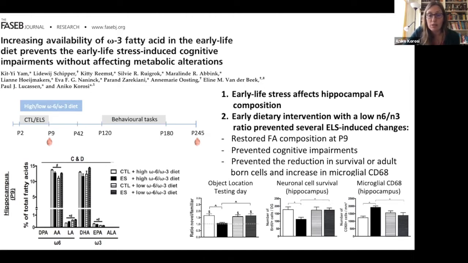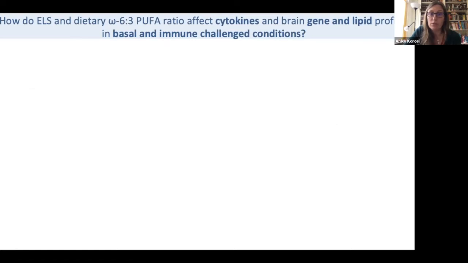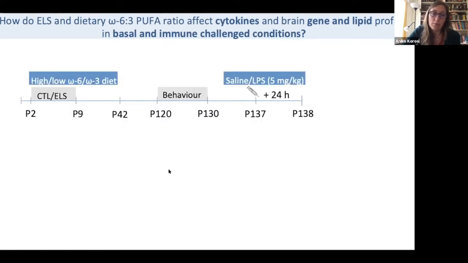So this, of course, made us really excited and made us even more curious on what exactly this diet does and how it exactly works. And to dive further into this concept, what we did is to set up a new study with a really similar design. But in addition to this, we included an LPS challenge at the end, or saline, of course, to try to understand what happens more at the molecular and biochemical level in the brain in response to this diet.